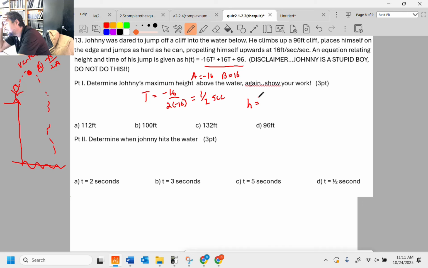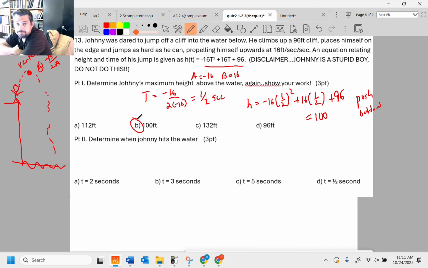The height is going to be negative 16 times a half squared, plus 16 times a half, and then plus 96. I did see at least one kid left off the square. You push buttons in the calculator. Again, push buttons. I don't think you can do it in your head. Prove me wrong, though. And you get 100 foot. He's 100 foot in the air.